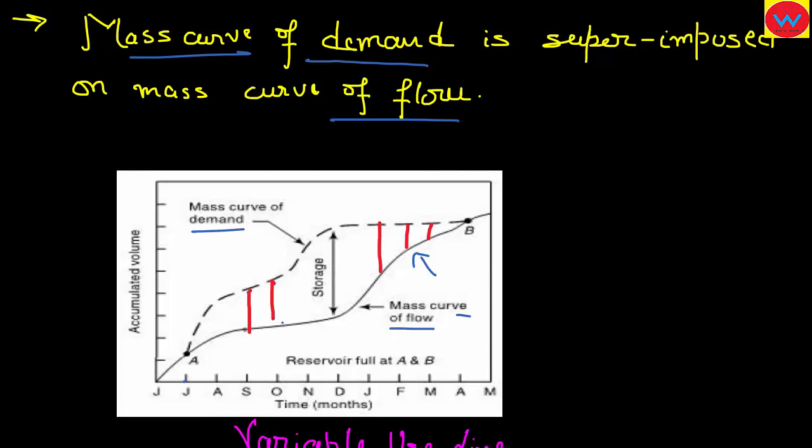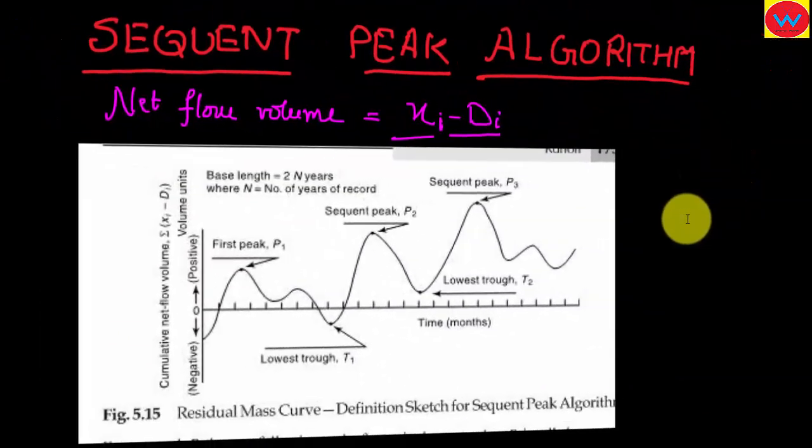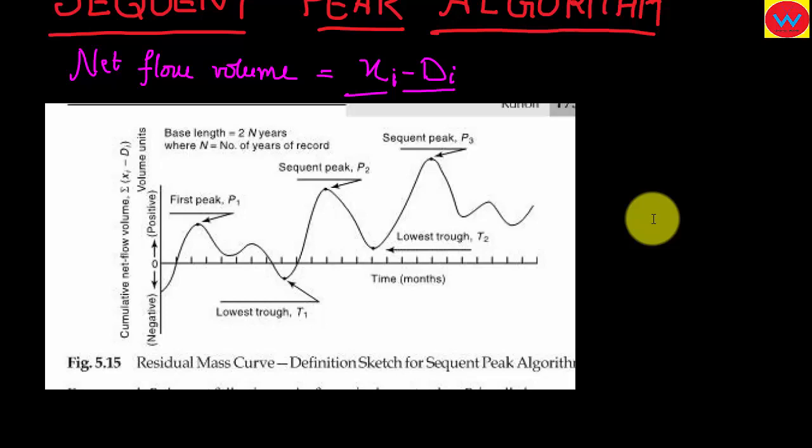So all these are your variable intercepts. The maximum intercept, this is your maximum intercept. This is taken as the maximum of all the intercepts that we get from this variable use line, or you can also call it the regulation diagram of a reservoir.